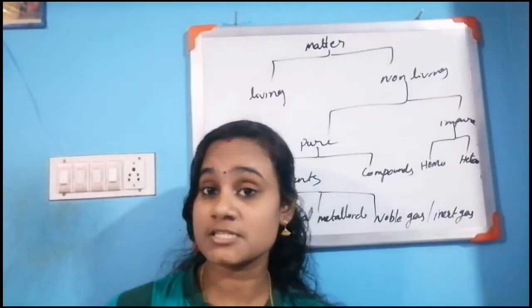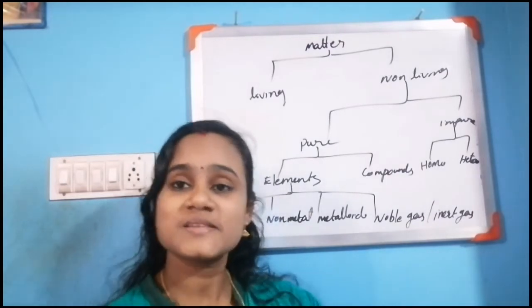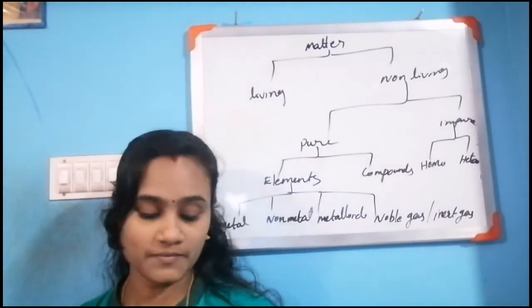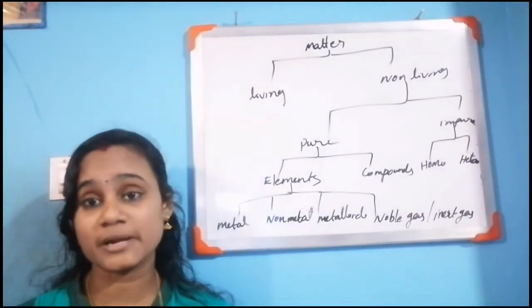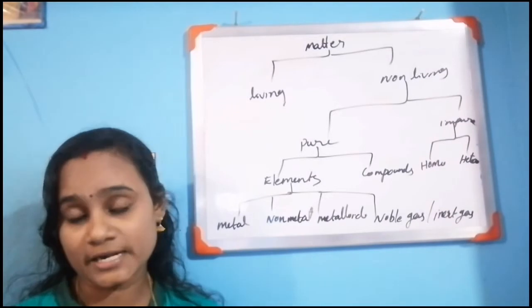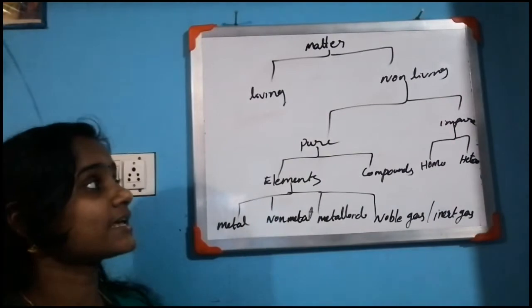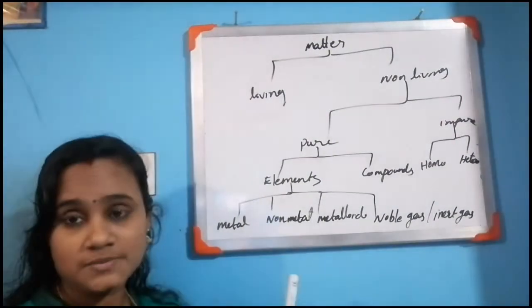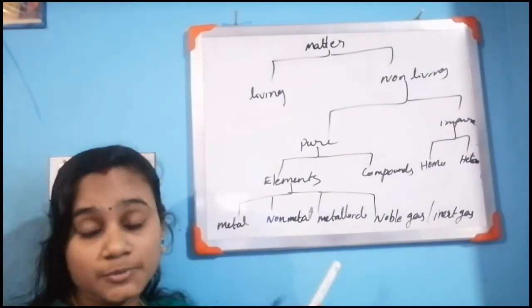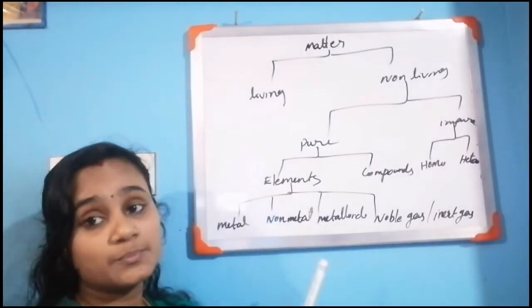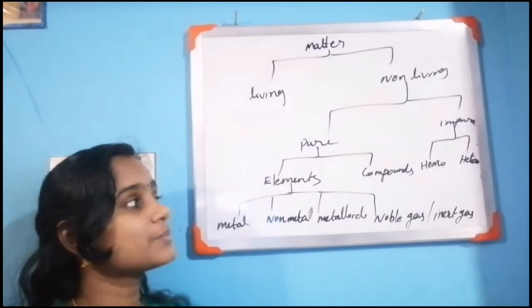So dear children, matter is anything which has mass and occupies space. You already studied this. Matter is divided into two: living and non-living things. Non-living things are again divided into pure and impure substances. Some substances are pure, and some other substances are impure.